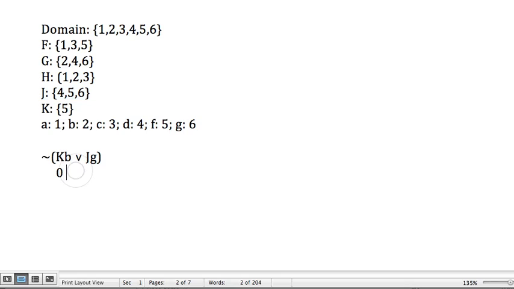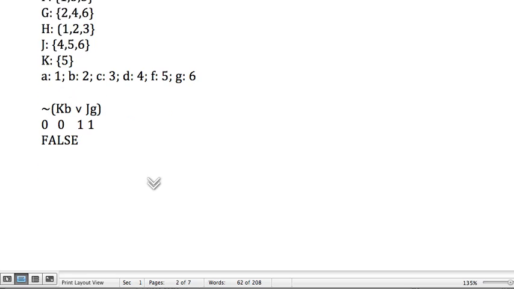But G refers to the number 6, and the number 6 is a J, so the second disjunct is true, which means we have a disjunction inside the brackets with a true part. So the disjunction inside the brackets is true. That means that when we deny it, we get a false sentence. So this example is false. Okay, so that's pretty straightforward.